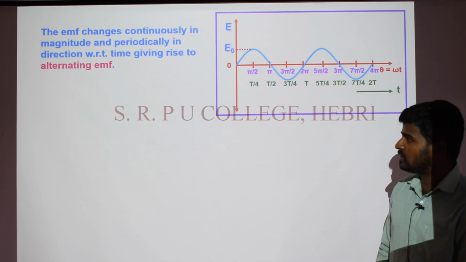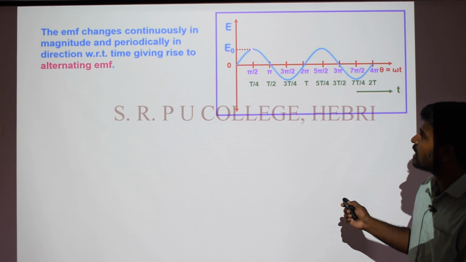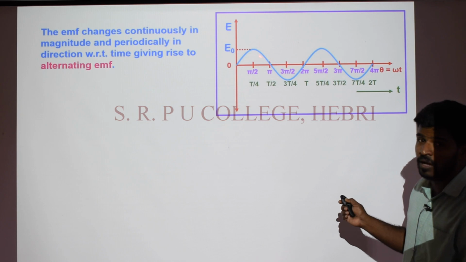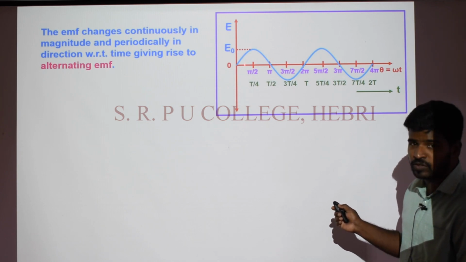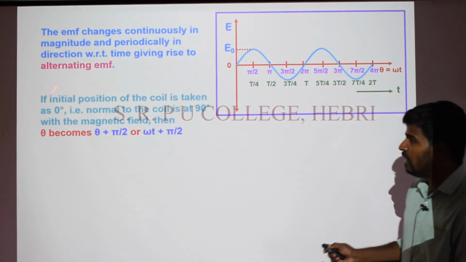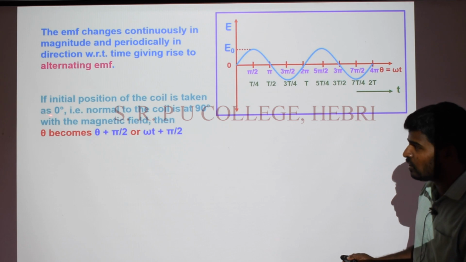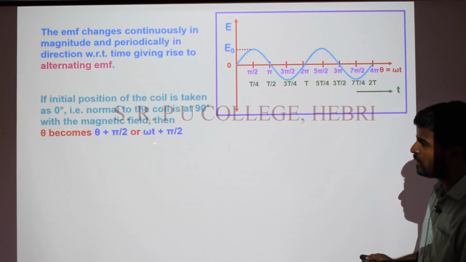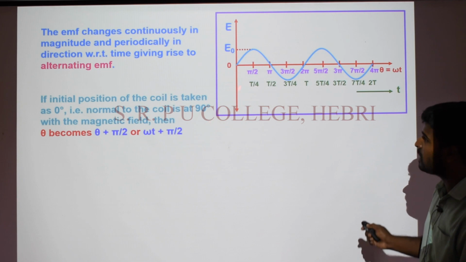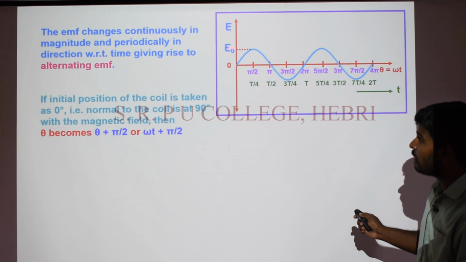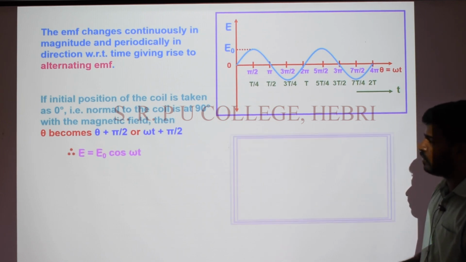Is it clear? See here, this curve indicates the maximum value of EMF, which is expressed by NAB omega, where N is the number of turns, A is the area of cross section, B is the magnetic field, and omega is the angular frequency. If the initial position of the coil is taken as 0 degree, that is, the normal to the coil is at 90 degree with the magnetic field, then theta becomes theta plus pi by 2, or theta is written as omega t plus pi by 2. By that time, the value of the EMF, E naught, will be maximum. Then E is equal to E naught cos omega t.